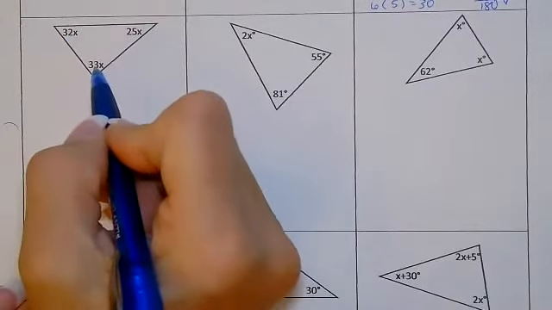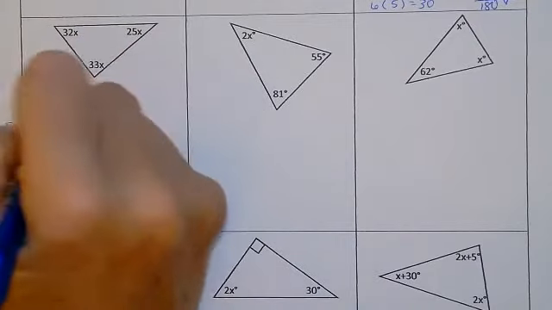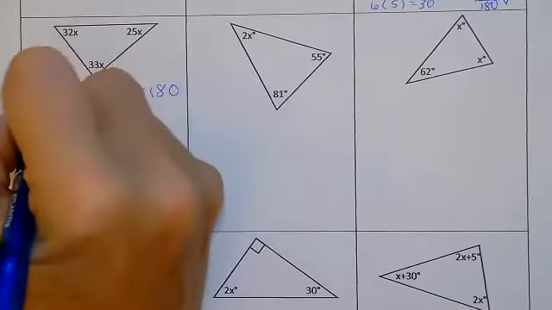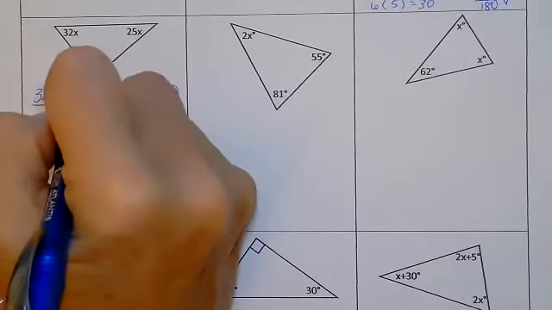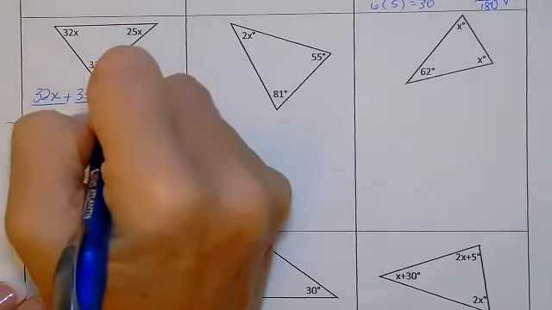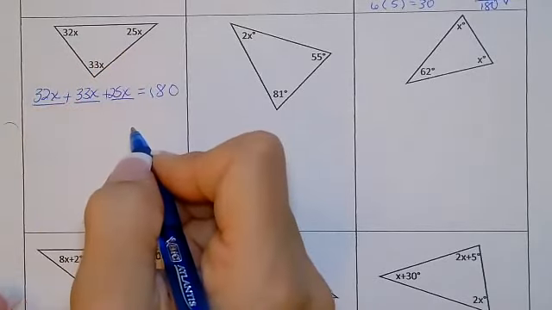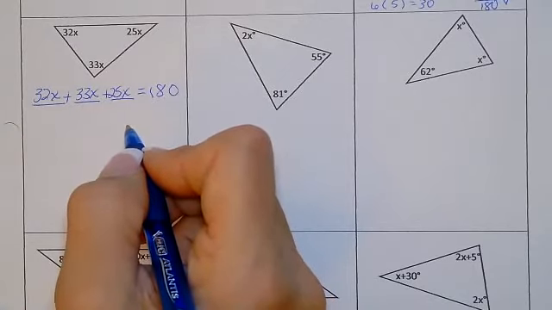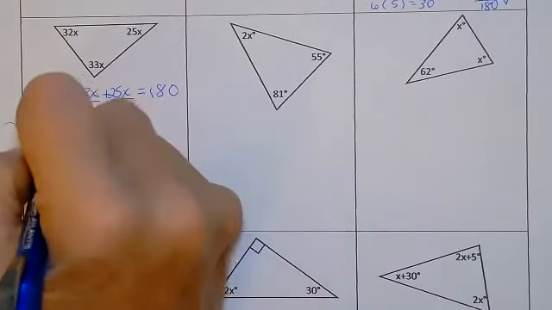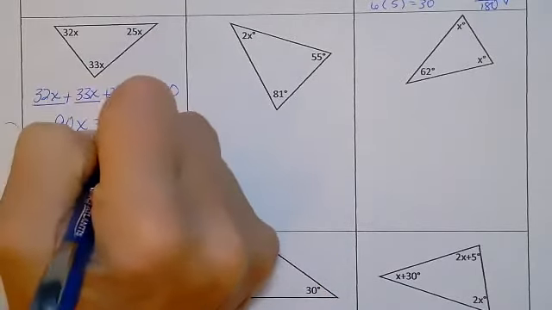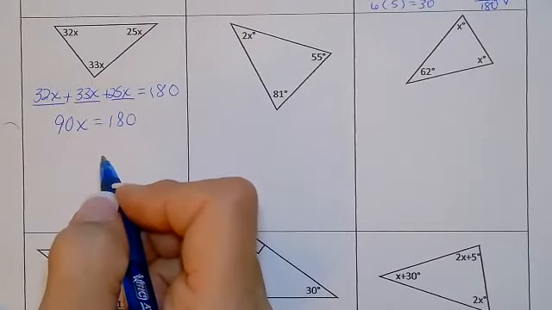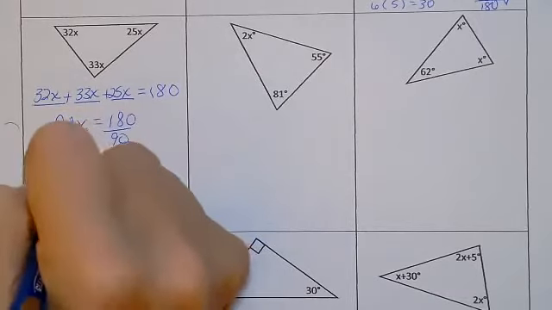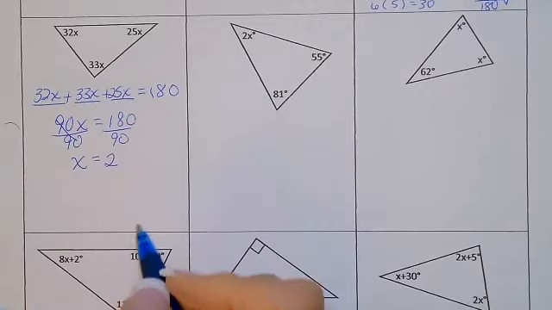Okay, 3 angles. I know the sum is 180. So I have 32x, 33x, and 25x. All right, so I'm going to find the sum. 90x equals 180. And now I need to divide by 90. X equals 2.